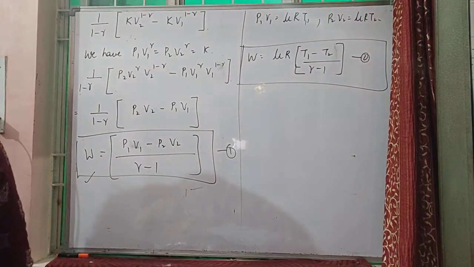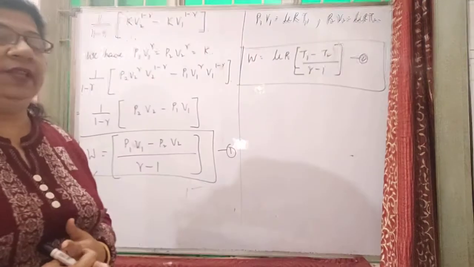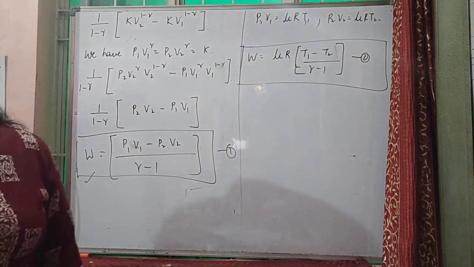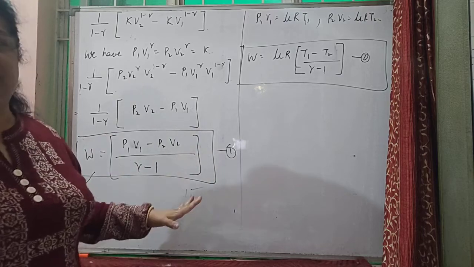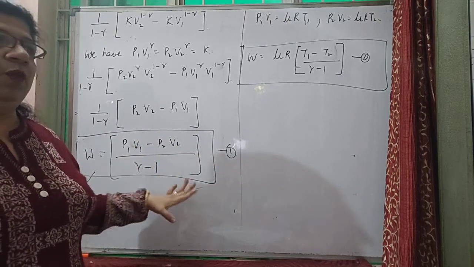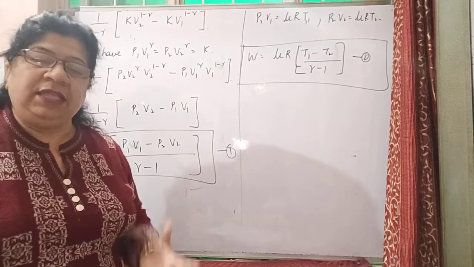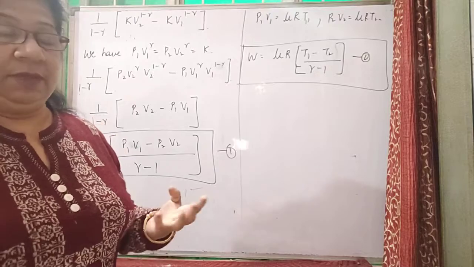Work done on the gas in the adiabatic process. So there are two formulas for work which you can go through. I would like to tell you that you better do these derivations: the derivation for work, and the derivation for the curve of isothermal and adiabatic process. These derivations are important and they are asked in the exam questions also.